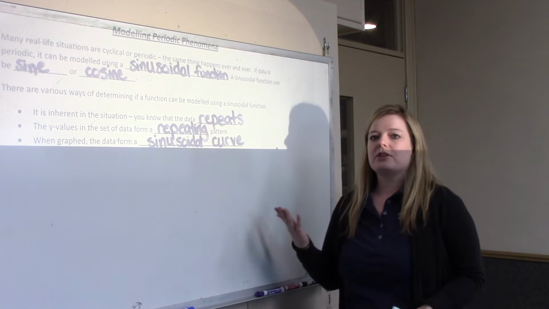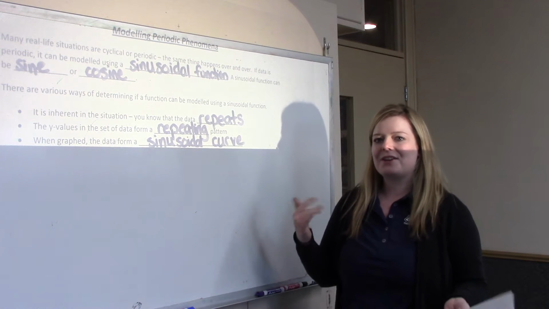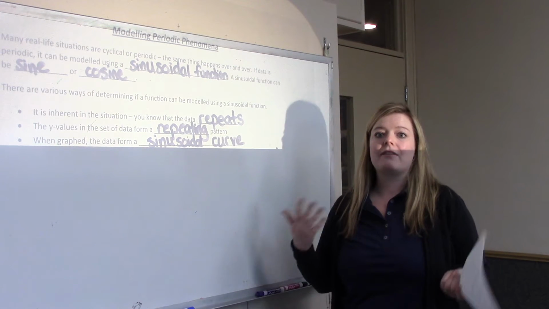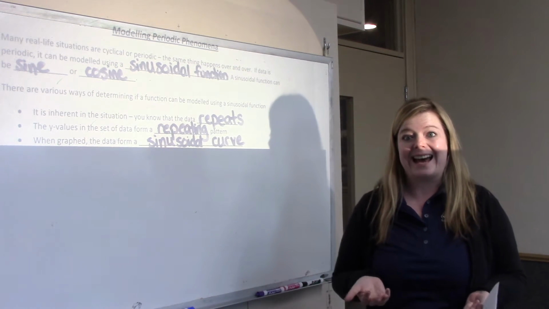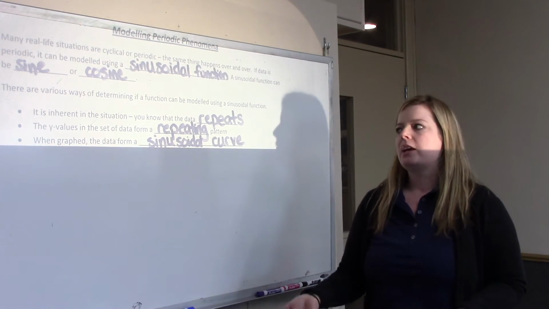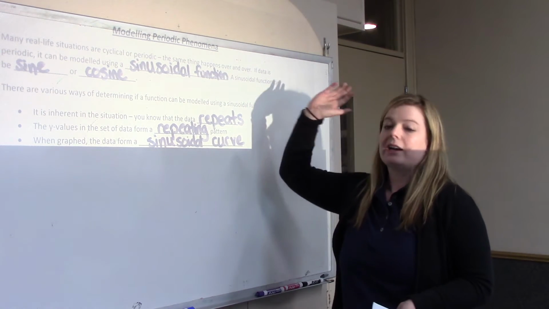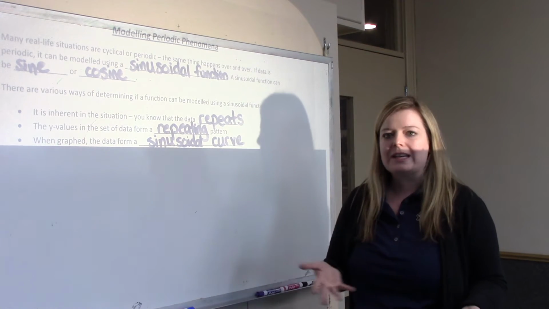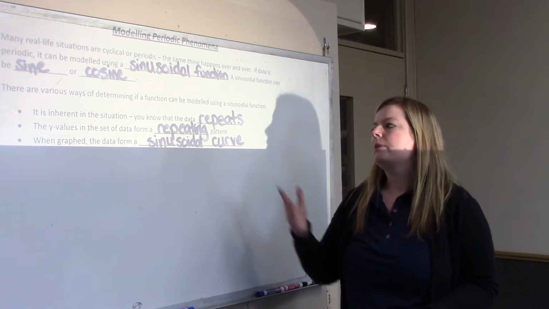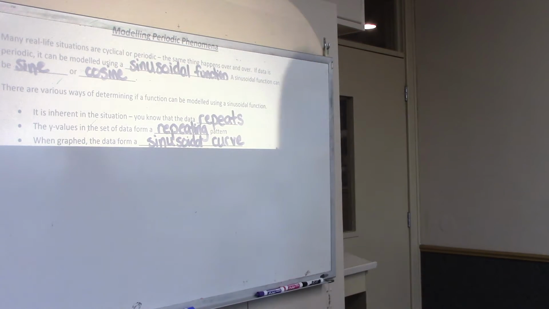There are various ways of determining if a function can be modeled. In the real world, it's not like, oh, I'm in the sinusoidal functions unit, obviously I use a sine curve to model this. No, in the real world, you just have a problem or a situation or a set of data, and you have to think, what math can I use out of all the math I know to apply to this? The 3 major ways you can tell if you need to use a sinusoidal function are if it is inherent to the situation, so you know that the data repeats, the y values in the set of data form a repeating pattern, or when you graph it, you see it makes that nice sinusoidal curve shape.